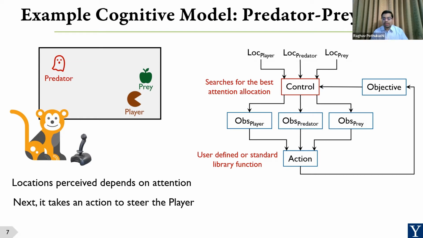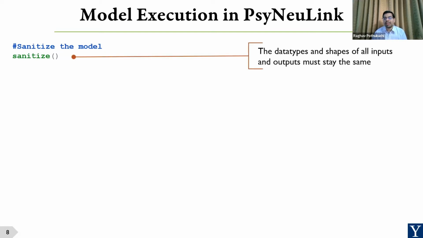Now, when this model is run in an environment like Psyneulink, let us see what happens. On running the model in Psyneulink, the framework first sanitizes the model. This step checks that the nodes in the model are properly connected and that they are initialized to default values. Psyneulink also requires that the data types and shapes of all inputs and outputs must stay the same even in the actual model execution. Now, this information greatly benefits dynamic compilation.